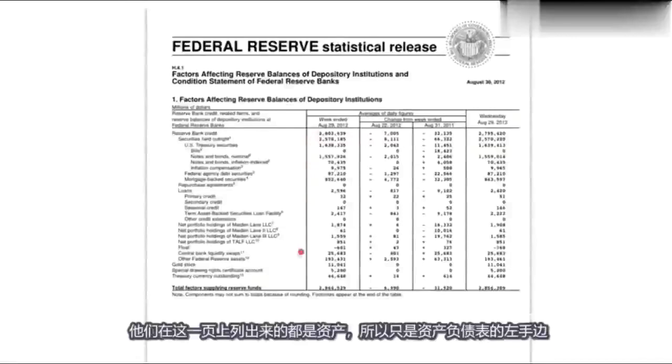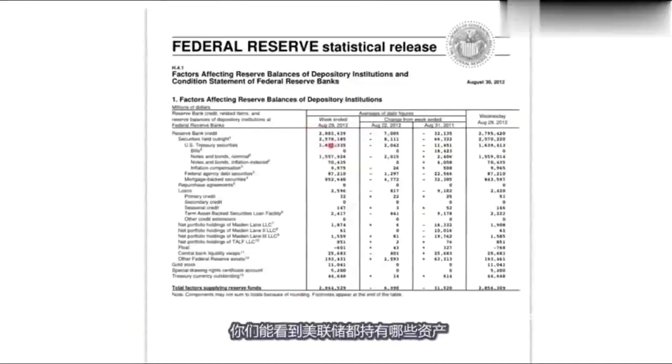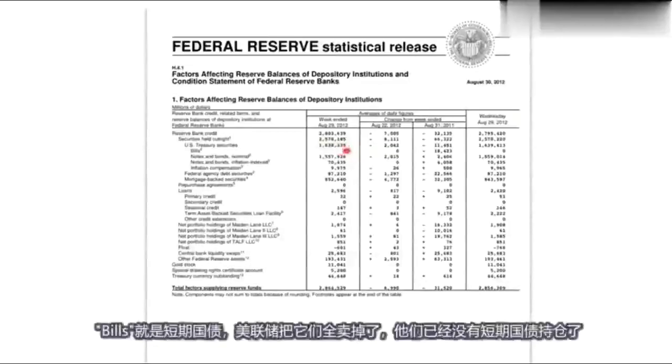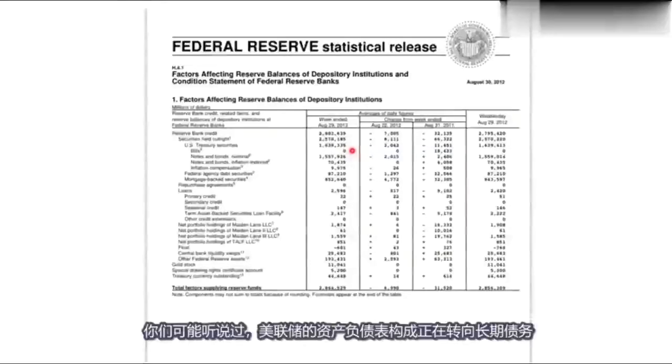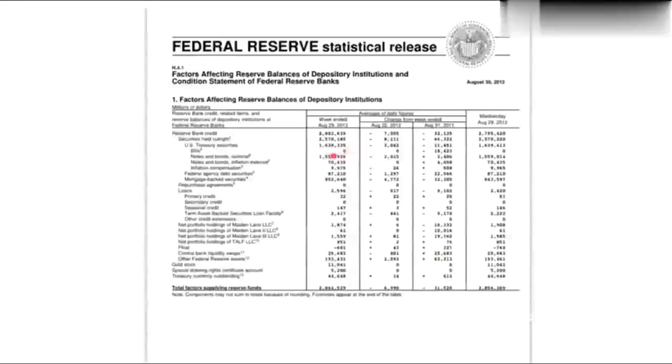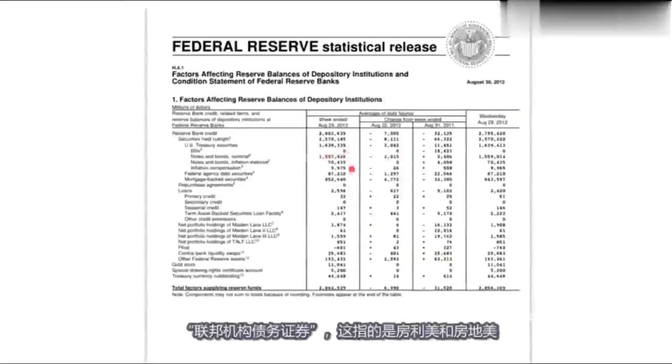On this page, they list all assets, so it's just the left-hand side of the balance sheet. And you see what the Fed has there. U.S. Treasury securities are $1.6 trillion. Bills are short-term securities. They've sold them all off. They have no short-term securities anymore. Maybe you heard that they were moving into long-term debt, and they have that: notes and bonds, and so forth.